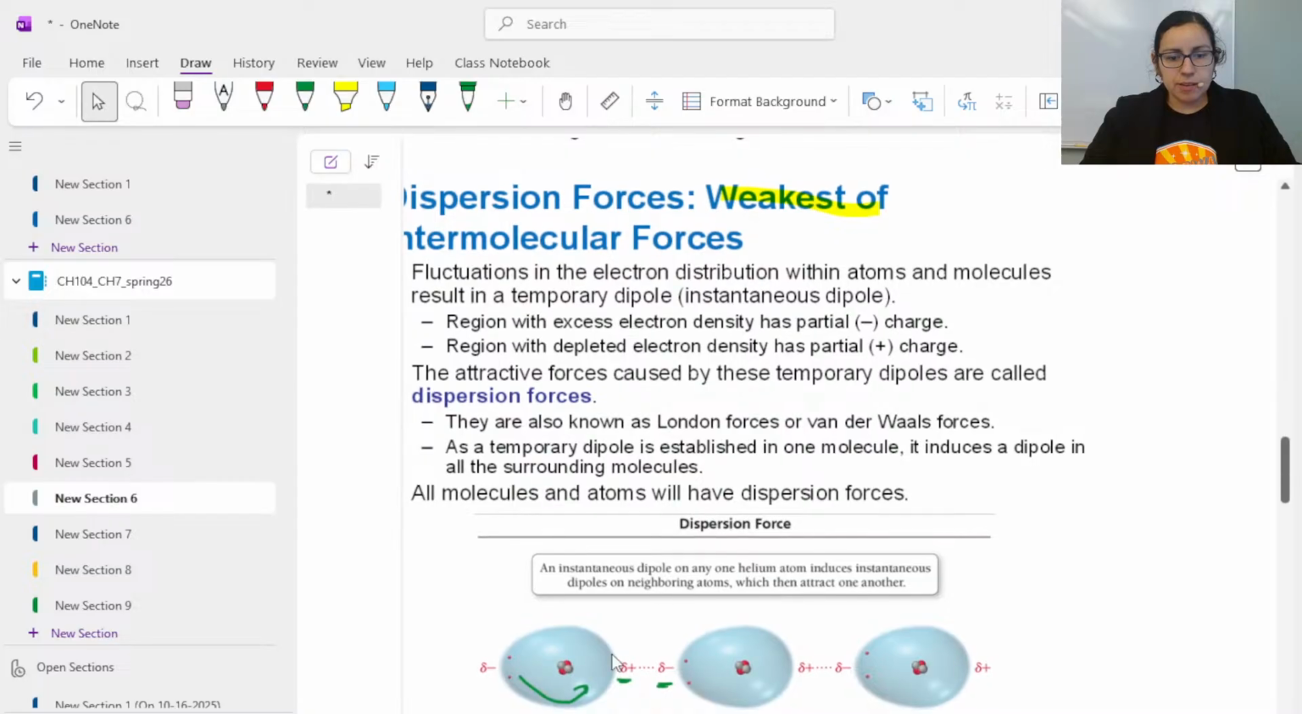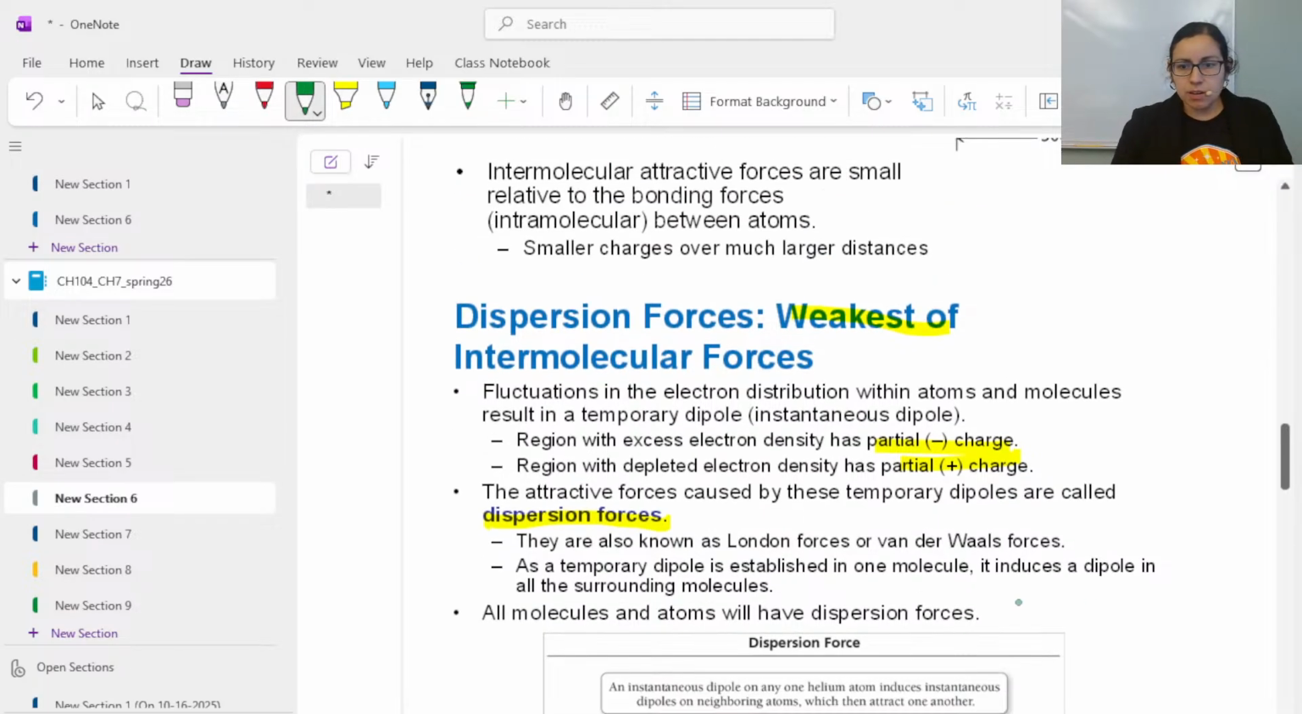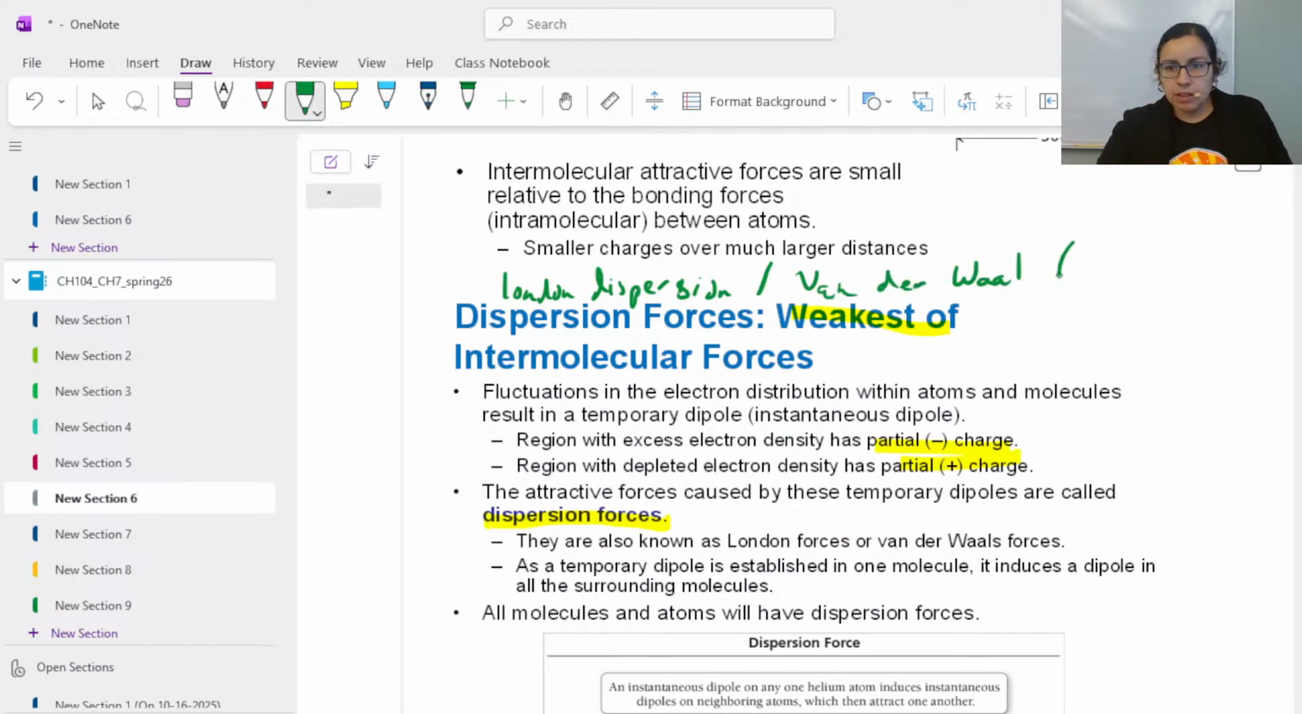Let's look at our text here. Like we're seeing, we have these small fluctuations in our electron distribution, and that can result in our temporary dipole. Like we saw, this gives us a partial negative on one side with our electron density, a partial positive on the other, where there's a lack of electron density. This gives us our dispersion forces, or you may have heard them called London dispersion or van der Waals. I'll put that up there. So this is London dispersion or van der Waals, depending on your source. Two names or three names for the same thing.